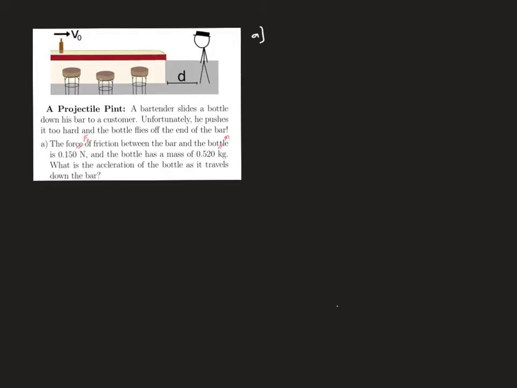So I'm going to start with a free body diagram. Should be pretty straightforward here. We have a bottle which has some mass, so that has some gravitational force. It's sitting on the counter, sliding on the counter, so it's got a normal force. There is a frictional force. The bottle is definitely moving to the right, so the frictional force wants to oppose that motion. The frictional force will be backwards, right there.